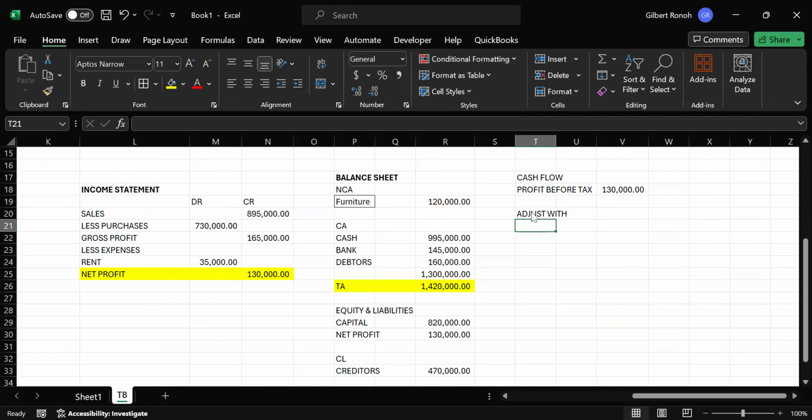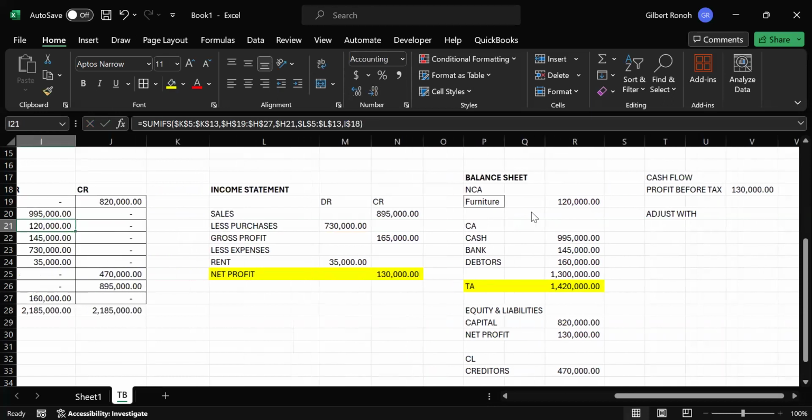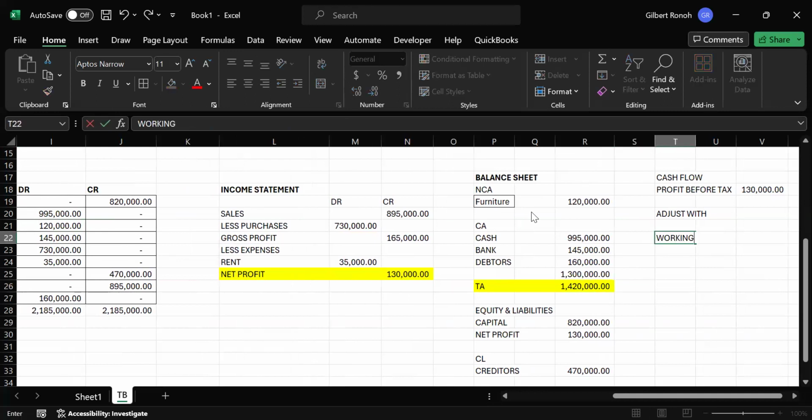Number one is non-cash items, where we don't have depreciation, we don't have interest, we don't have a loss or profit on disposal. Those are the ones which you adjust here as non-cash items. But in this case, we don't have non-cash items. So we go straight to the working capital.